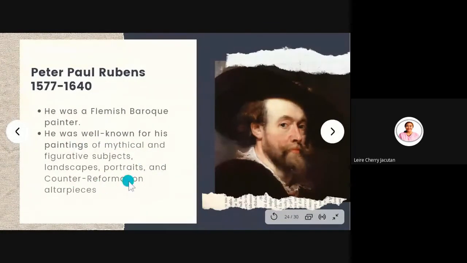Kasi noong panahon ng Renaissance, nauso na yung counter-reformation. Ito yung anti-Catholic Church o yung tinatawag natin na Protestantism. So, meron din sila mga altarpieces and itong si Rubens he is a Protestant. Kaya yung mga artworks niya is related din doon sa counter-reformation.